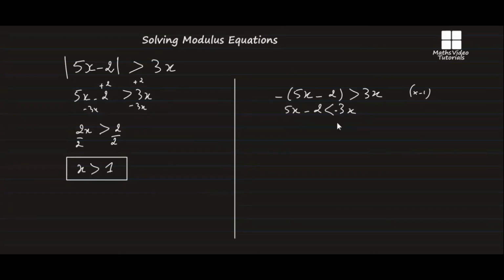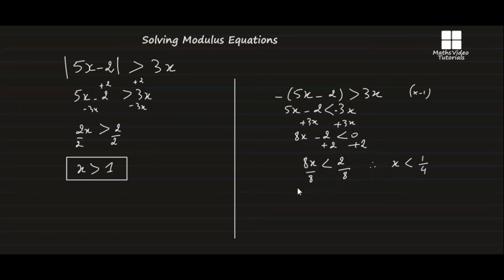Solving this one by adding 3x to both sides, that will give me 8x, take away 2 is less than 0, and then we add 2 to both sides. That will give us 8x is less than 2, and then we divide by 8 on both sides, and that would give us the inequality x less than a quarter.